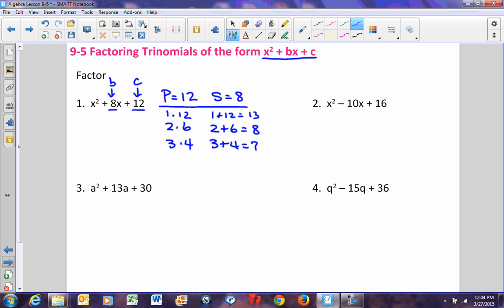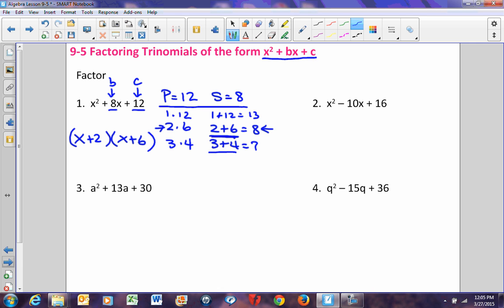I need two numbers whose product is 12, but whose sum is 8. That's this right here, isn't it? Since I know x squared can be divided into x times x, I now just need to fit my numbers in. They're both positive. It's plus 2 here and plus 6 there, or plus 6 where the 2 is and 2 where the 6 is. And this is the factorization of x squared plus 8x plus 12.